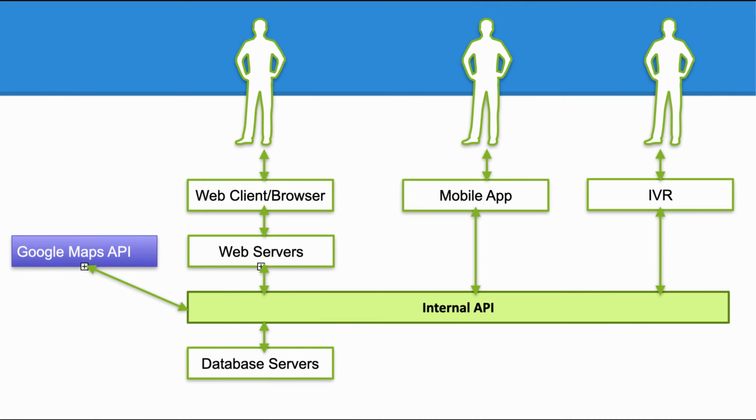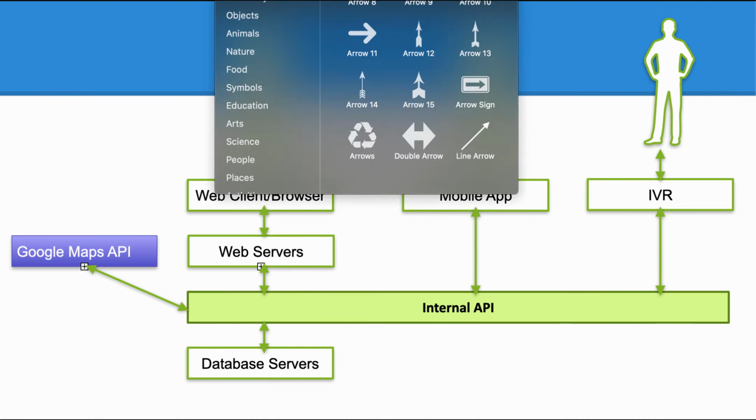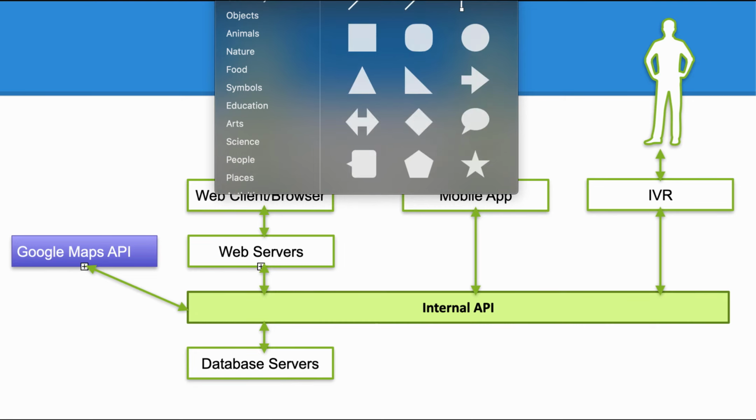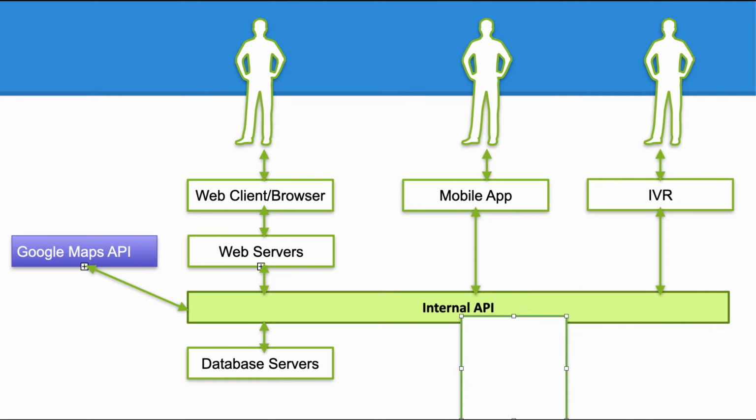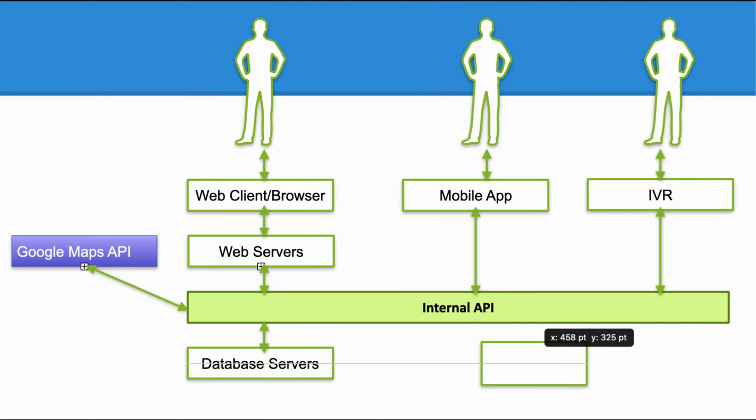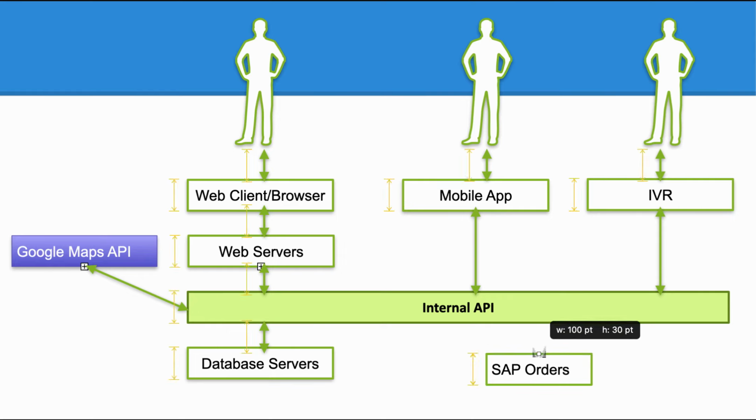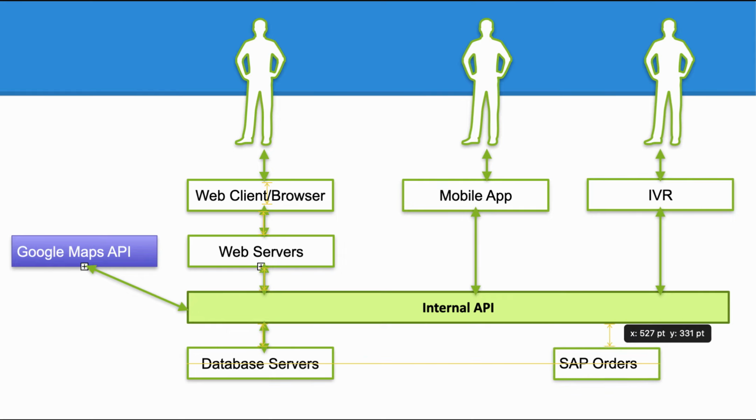If I needed to bring in some additional information from an external location, for example, I might consider maybe saying maybe I'm sending the information to SAP, SAP orders, right? And so I have a box here in my architecture. And I'm going to perhaps build something that's going to fetch the data from my database servers and send it to SAP.